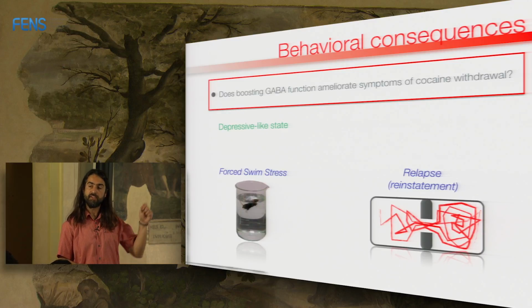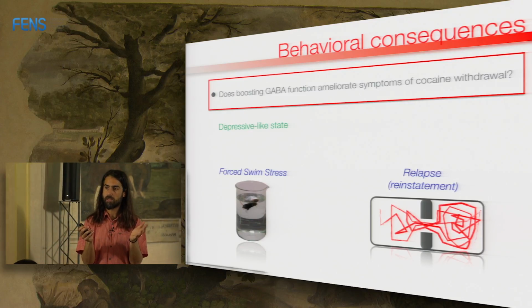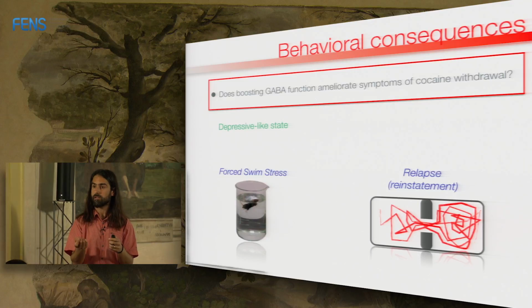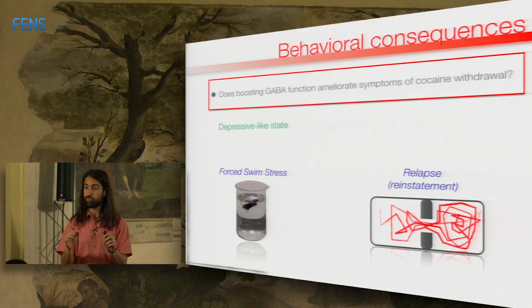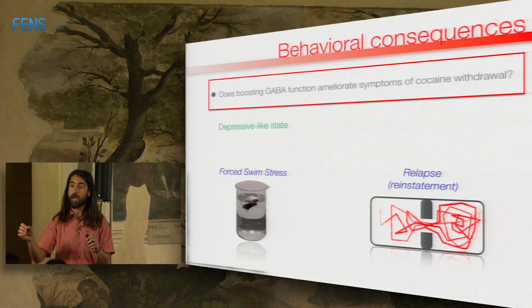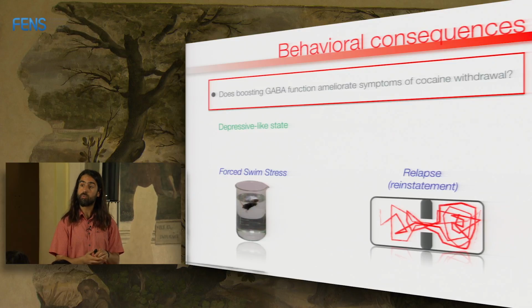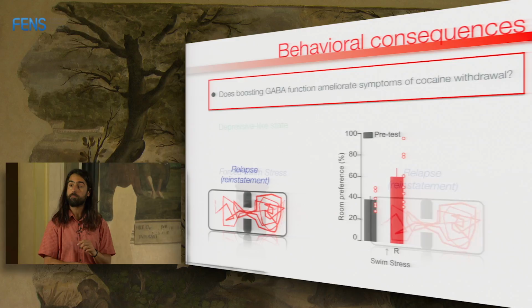Now, the forced swim stress, we used it as sort of analogous to a stress inductor. So what we did was to stress the animal in the forced swim stress, then give them a 15 minutes recovery to dry up, and then we put them back in the apparatus with no drug. We wanted to test whether they would still spend more time in the cocaine-paired compartment.